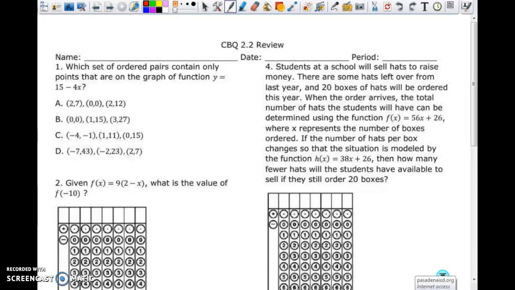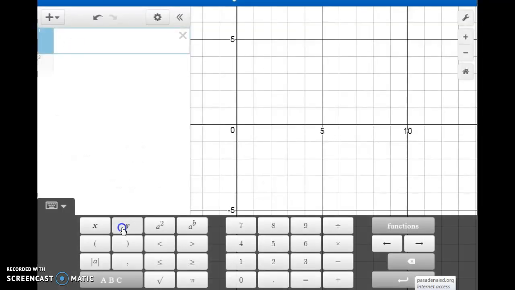Okay, so I want to know which one of these answer choices has the points from this equation. So they give us this equation. Where should we put it? Let's put it in Desmos. So y equals 15 minus 4x. Okay, it's going to give me this.